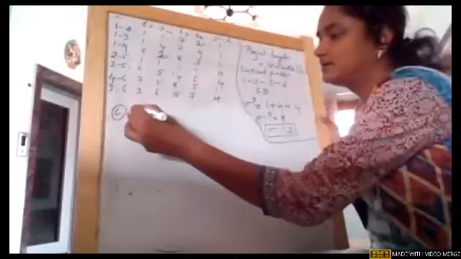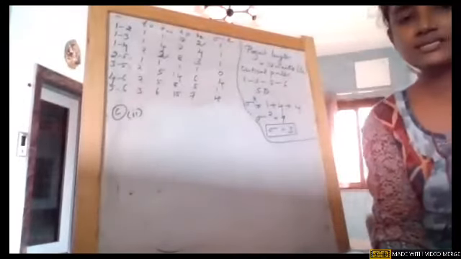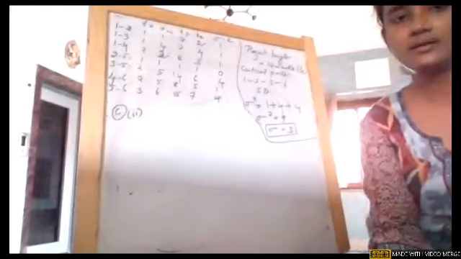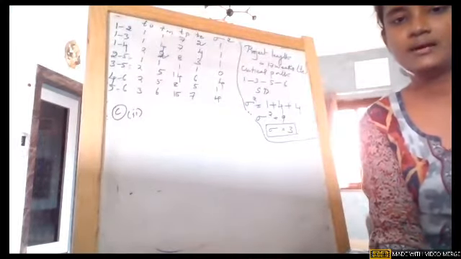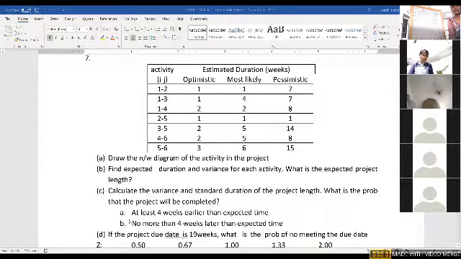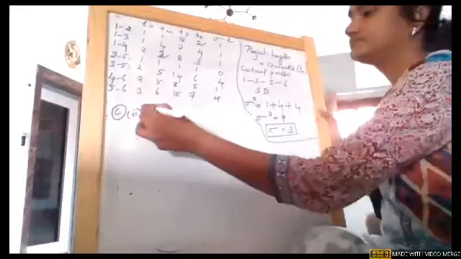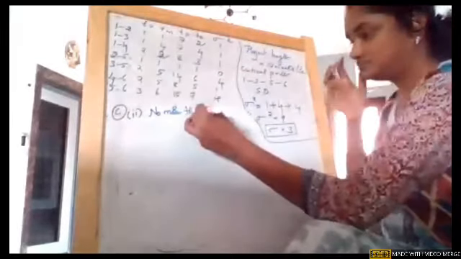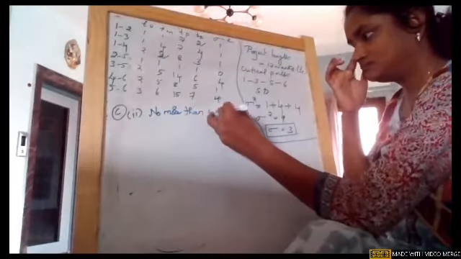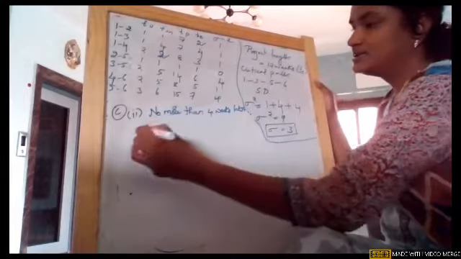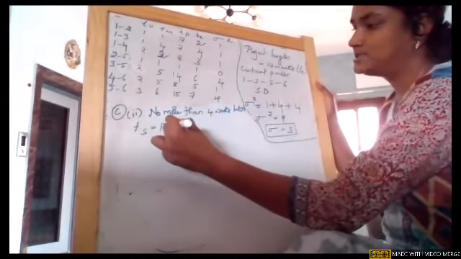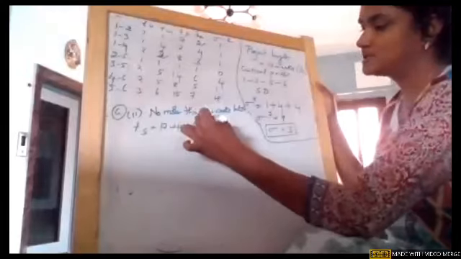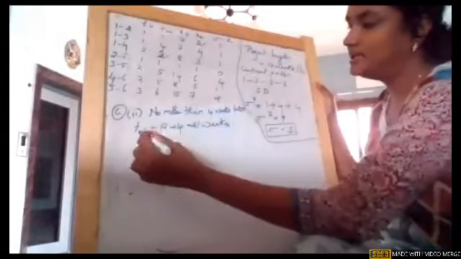In the second question, they are asking that the project is no more than 4 weeks later than the expected time. Later means TS is given to us as 17 plus 4, which is 21 weeks. Okay, and TE we already know.